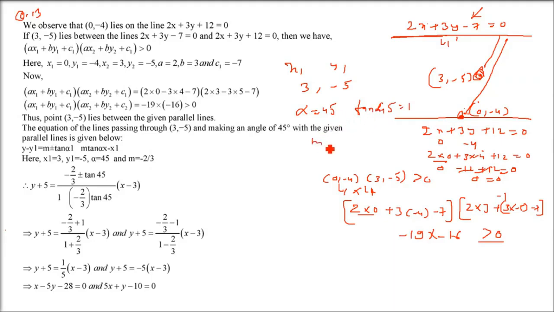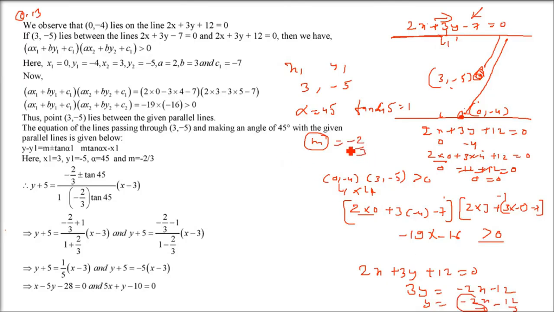How about m? These two lines are parallel, so for m you can take this one or this one. Let us take 2x + 3y + 12 = 0. Slope is going to be equal for both of them. So you have 3y = -2x - 12. So y = -(2/3)x - 12/3. So -2/3 is the slope.